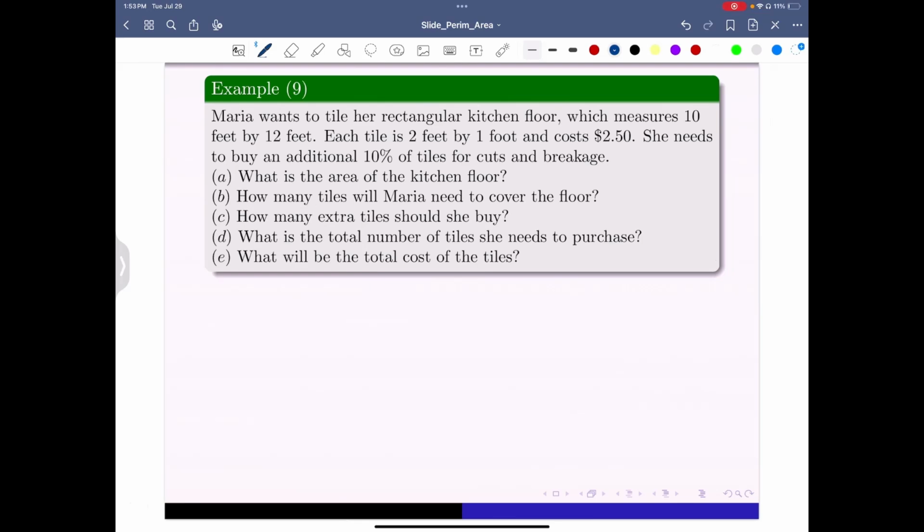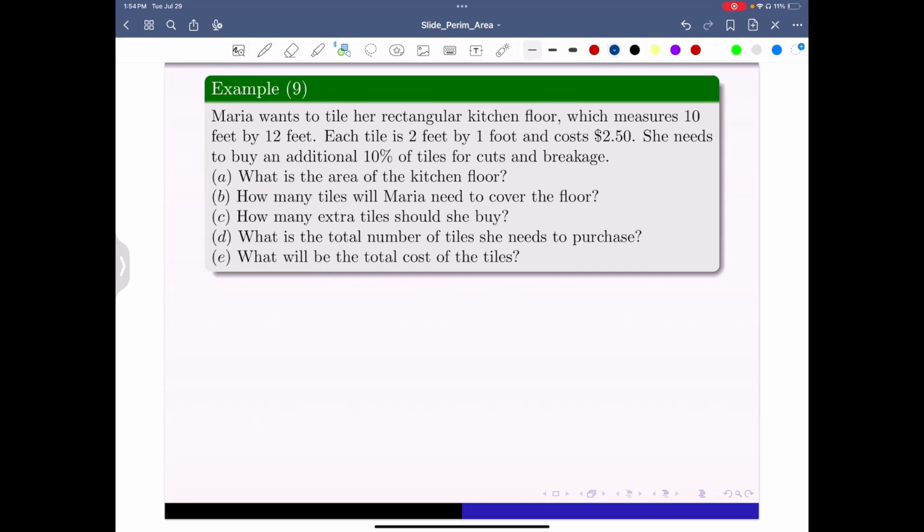And one more example. Maria wants to tile her rectangular kitchen floor, measuring 10 feet by 12. Each tile is 1 foot by 2 and costs $2.50. She needs to buy an additional 10% of tiles for cutouts and breaks. What is the area? How many tiles does Maria need? How many extra? What is the total number of tiles? And what is the cost?